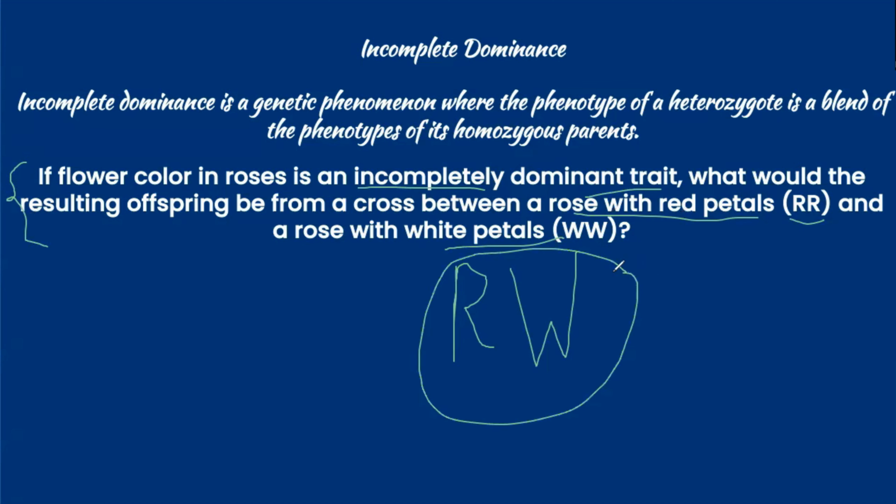Well, what happens if there's a combination? Well, if there's a combination, that would be a blend. So if you have red and white and you mix that together, that'll make essentially a pink color. So they're asking for the potential pedigree of this.